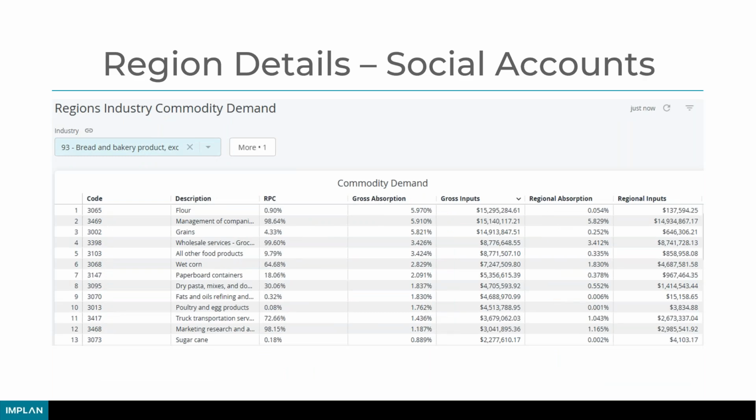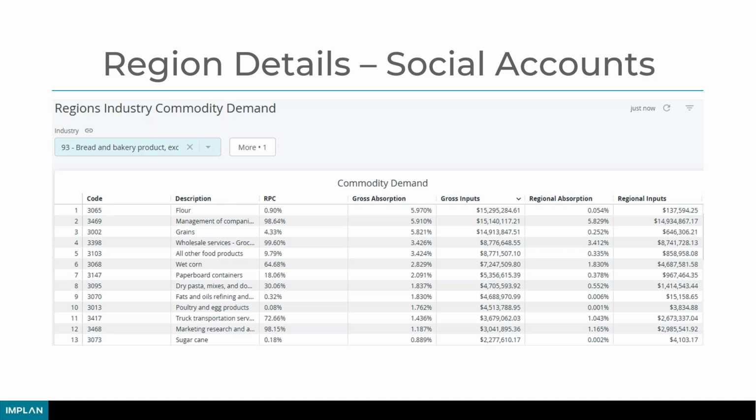This is one of my favorite tables in IMPLAN. What we're looking at here are the industry commodity demand for an industry. What is this industry spending its money on in terms of production? So bread and bakery products, what do they need? What do they spend their inputs on? That's their gross inputs. So flour, management, grain, wholesale services. Those are the big inputs.